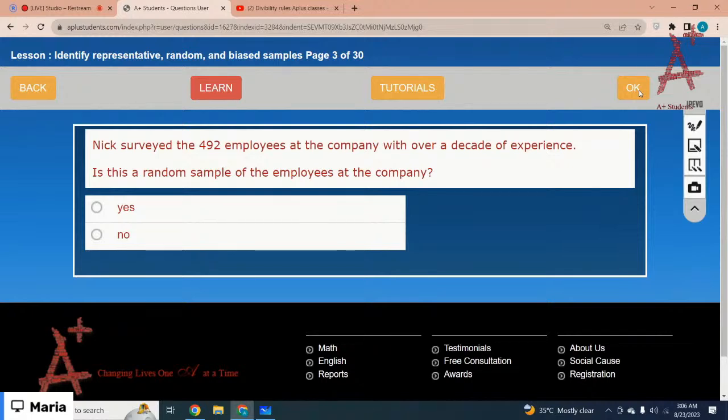Nick surveyed 492 employees at the company with over a decade of experience. Is this a random sample of the employees at the company? That's the one we did in the tutorial. The correct option is no, because the employees who have had a decade of experience are not the same as the others. So this is not the random one, this is not representative data. The correct option is no.